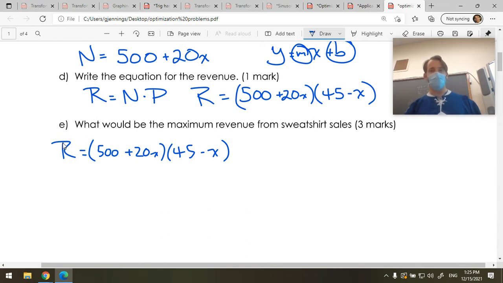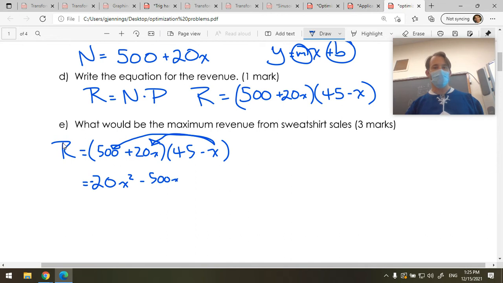So standard form would be negative x times negative 20x. That will give me negative 20x squared. Negative x times 500, that'll be minus 500x. And 45 times 20x, that will be plus 900x.